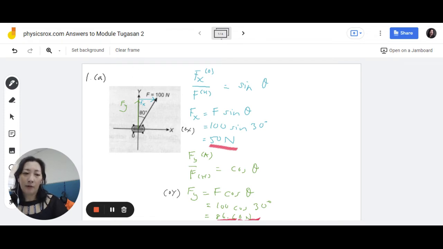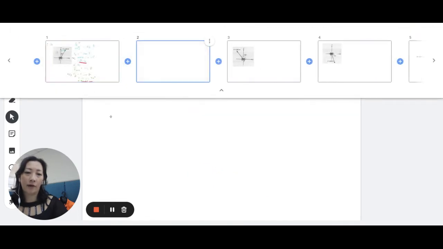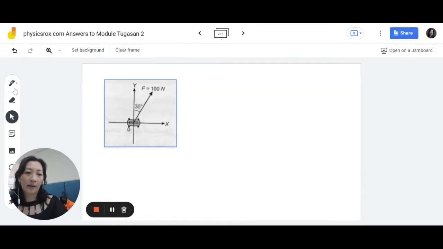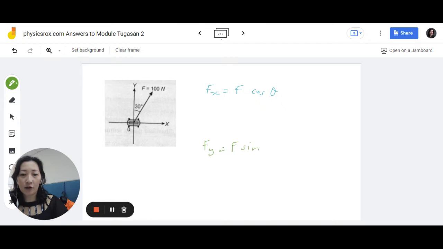Now, some students prefer to memorize Fx as F cos theta and Fy as F sine theta, but you'll find that this doesn't quite work here because the angle is at a different location. So just for this, I'm going to redo this question. Let's create another blank slide. If you want to use the shortcut of F cos theta and F sine theta, you can, but you must make sure that your theta is the angle between the force and the horizontal. That means this one. So if this is 30, 90 minus 30, this is 60.